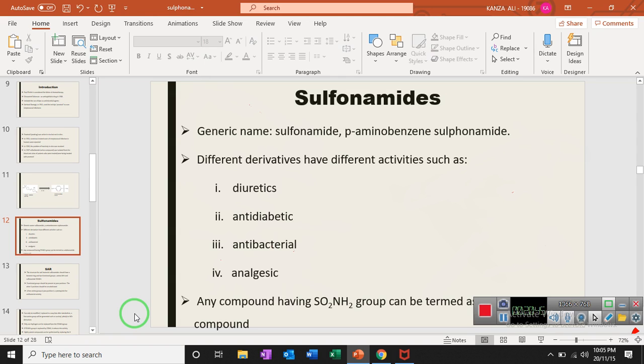And we have different derivatives having different activities. Most of the diuretics have this sulfonamide group, or the precursor is sulfonamide. The parent compound is sulfonylamide. One of the examples is furosemide.